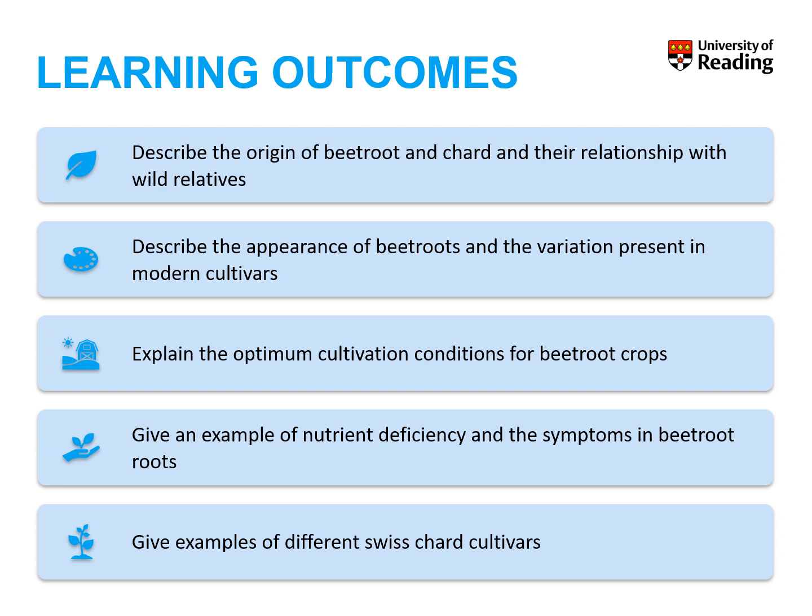Learning outcomes are to describe the origins of beetroot and chard and their relationship with wild relatives, describe the appearance of beetroots and the variation present within modern cultivars, explain the optimum cultivation conditions for beetroot crops, give an example of nutrient deficiency and the symptoms of this in beetroot roots, and give examples of different Swiss chard cultivars.